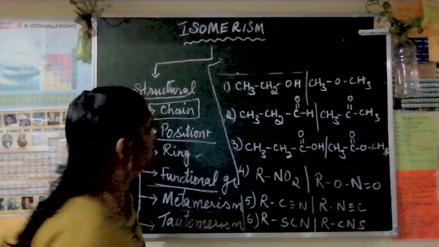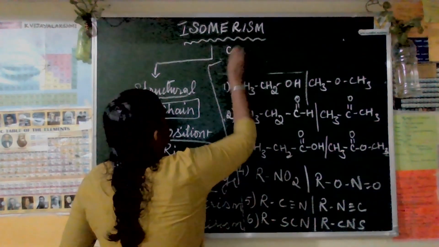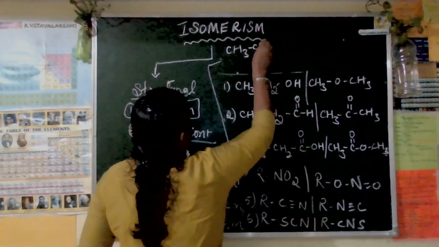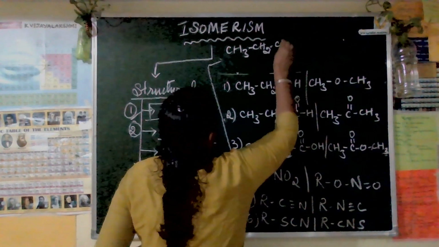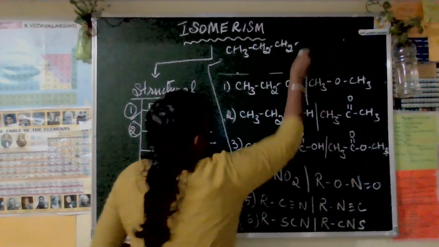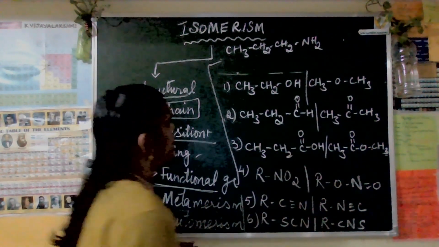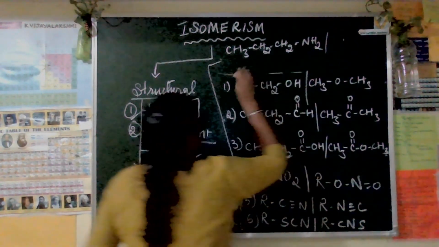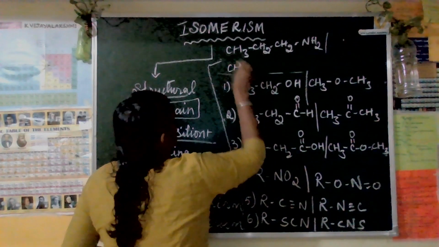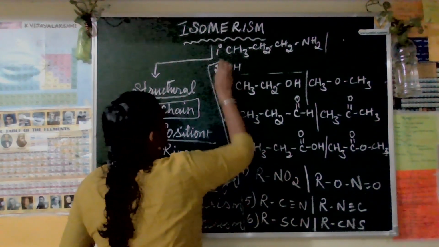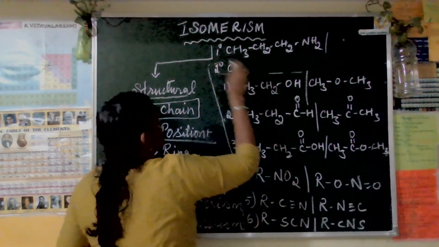Here, CH3, CH2, CH2, NH2. This is primary amine, and this is CH3. This is primary amine. Now secondary amine also I can mention.